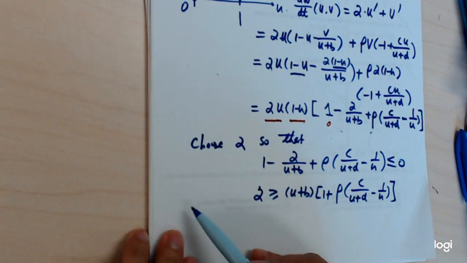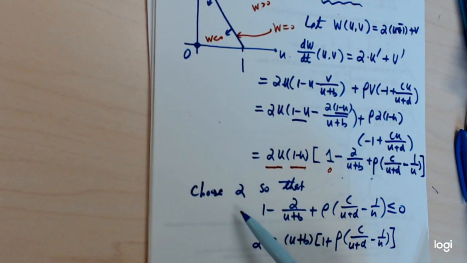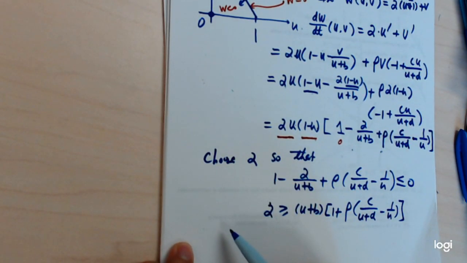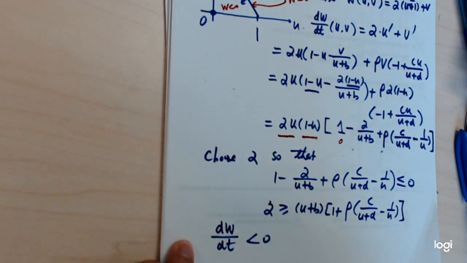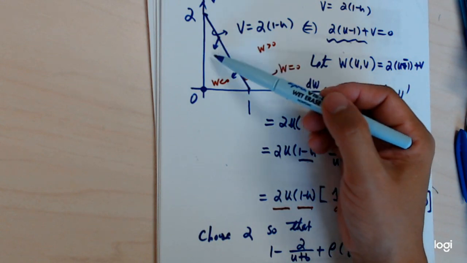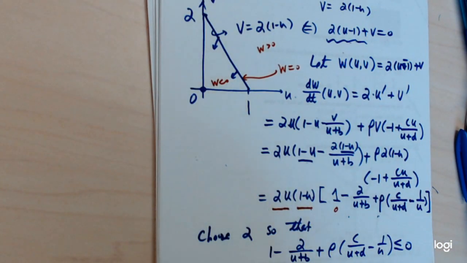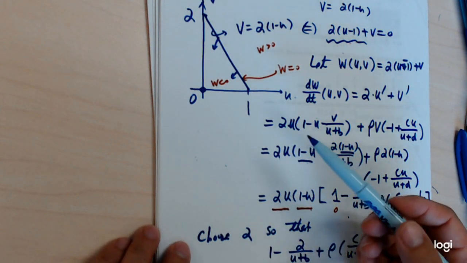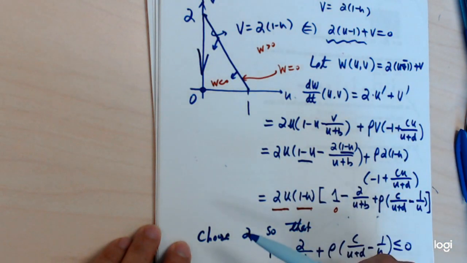So put it simply, if alpha is big enough, I don't need the exact number, but when alpha is large enough, the dw/dt will be negative. In other words, along this edge, the phase portrait will point toward the inside. Along those two edges, you guys can go ahead and verify this. This is how the direction field looks.